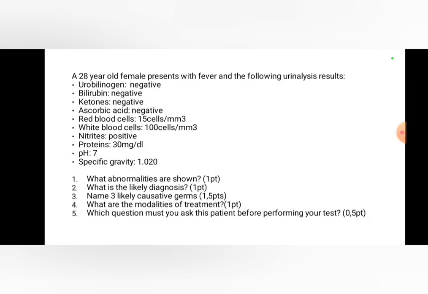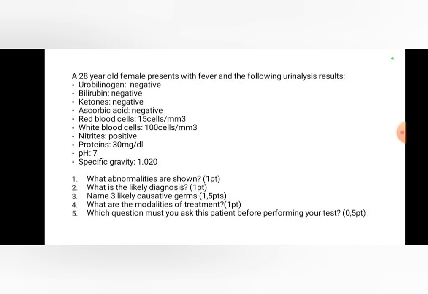Now the next question is, which question must you ask this patient before performing your test? When performing the urine analysis, another reason why this woman may have those red blood cells is because she is having her menses. So you ask another question: is this woman on menses? And that is the answer.